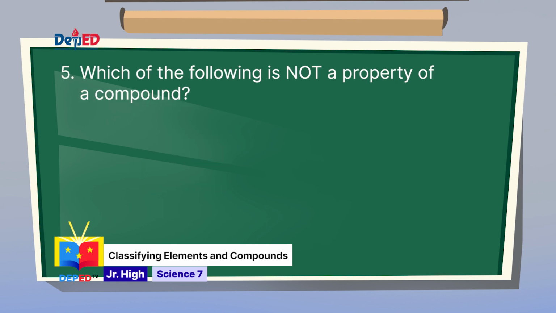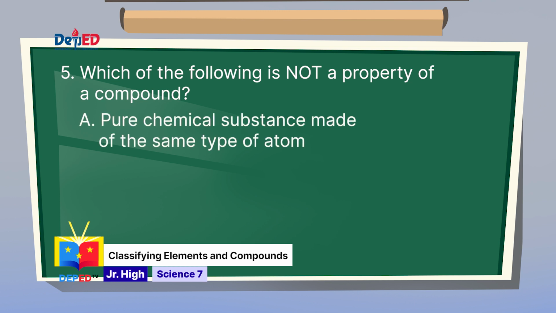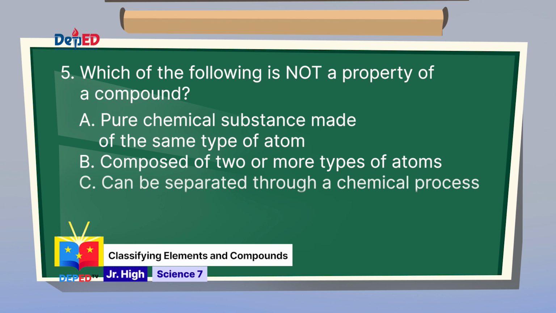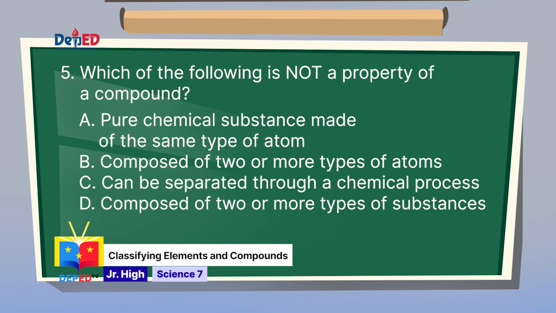Question number 5. Which of the following is not a property of a compound? A. Pure chemical substance made of the same type of atom. B. Composed of 2 or more types of atoms. C. Can be separated through chemical process. D. Composed of 2 or more types of substances.